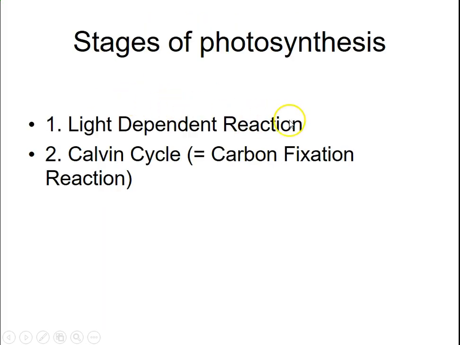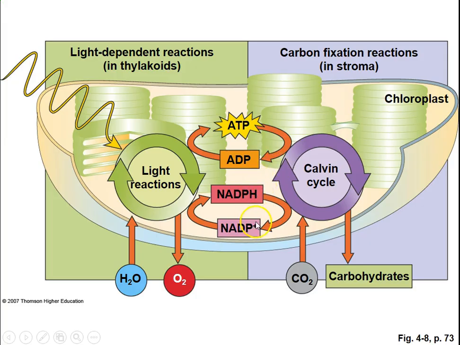Now we've got two stages of photosynthesis. We have the light-dependent reaction, which is the stage that absorbs the light energy. Then we have what's called the Calvin cycle, named after Melvin Calvin, who worked out the process of what was going on in this second part of photosynthesis. It's also known as the carbon fixation reaction. So, here's the summary diagram.